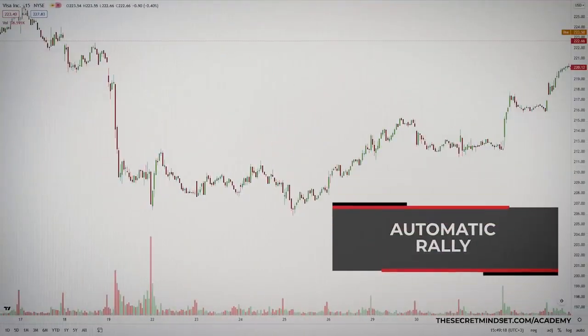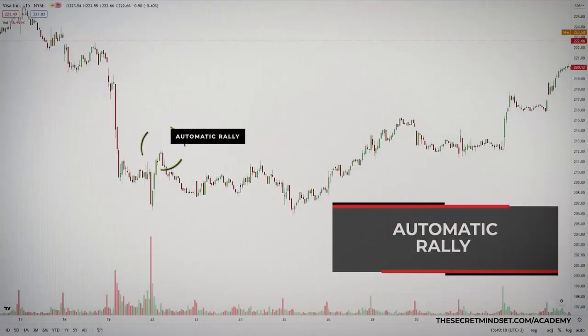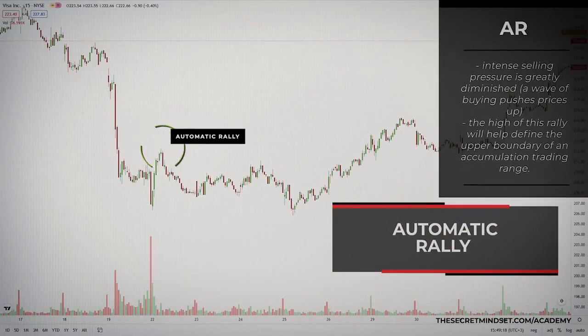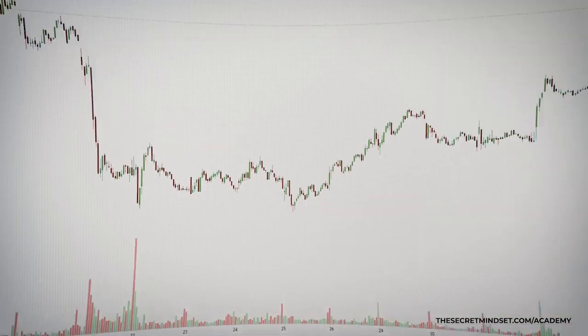Then we have the automatic rally, which occurs because intense selling pressure has greatly diminished. A wave of buying easily pushes the prices up. The high of this rally will help define the upper boundary of an accumulation trading range.